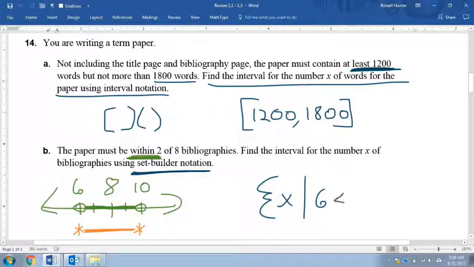So 6 less than x less than 10. And remember, those are always less thans. When you're writing a compound, those are always less thans.